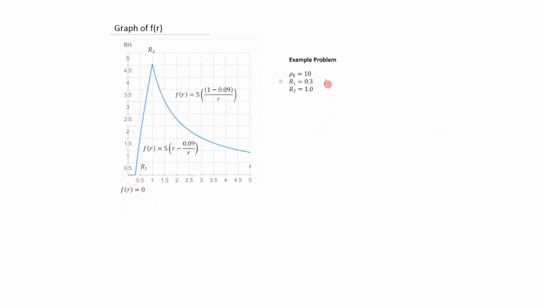The values that I used in the example are shown here. Rho naught, which is a constant, was taken to be 10. R1 was taken to be 0.3, and R2 was taken to be 1.0. That concludes lecture 26. Thank you for listening.